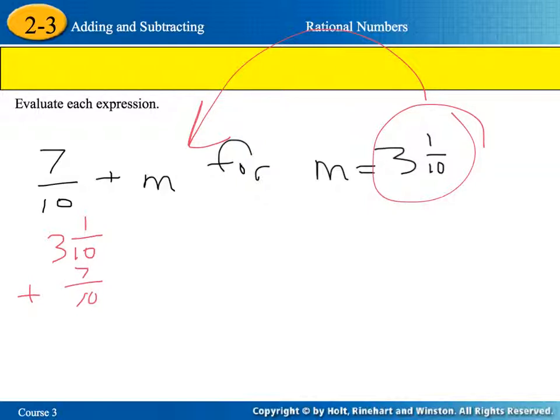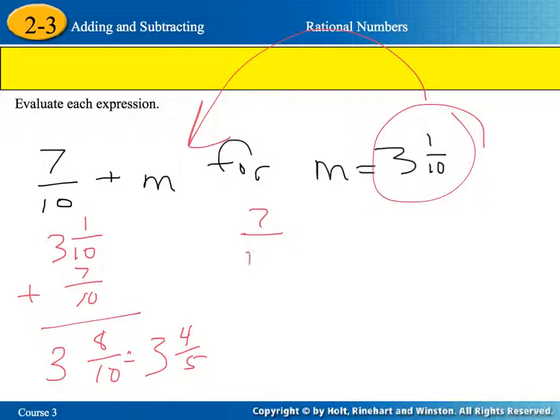Again, the biggest thing you need to do is for here, you can keep this. You're going to add straight up and down. You get 8/10. 1/10 plus 7/10 is 8/10, and 3 plus 0 is 3. Make sure it is in simplest form. So you get 3 4/5 if you want to add it vertically. Sometimes you like to add vertically, and that's fine. The other way to do this is add horizontally.